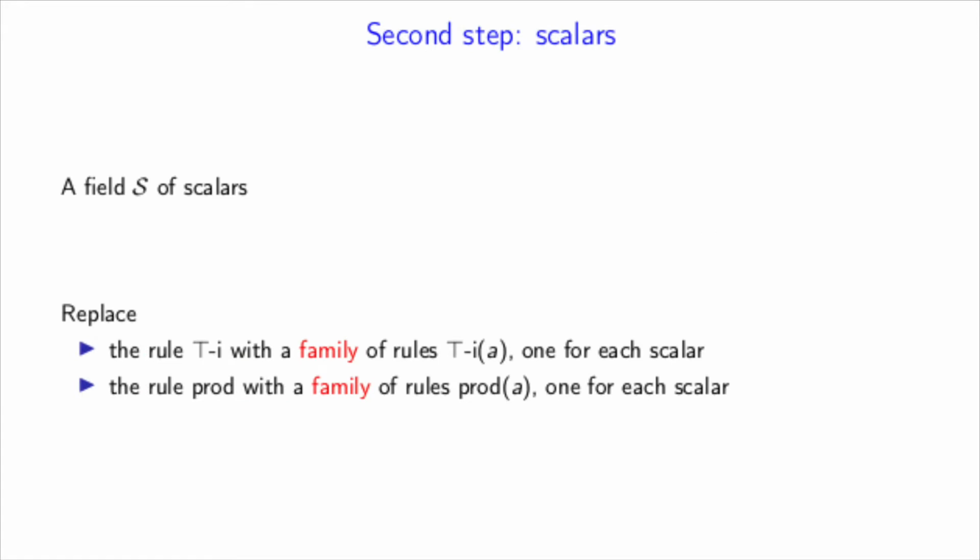Once we have introduced these two interstitial rules, we can proceed to the second step, which is the introduction of scalars. To do so, we have to choose a field of scalars, and usually we choose either the field of real numbers or that of complex numbers. And then we replace the introduction rule of the true symbol with a family of rules, one for each scalar. And in the same way, we replace the prod rule that we have just introduced with a family of rules, one for each scalar.